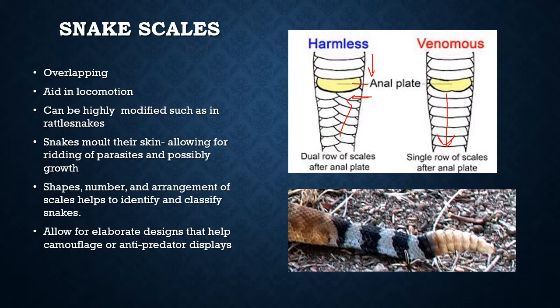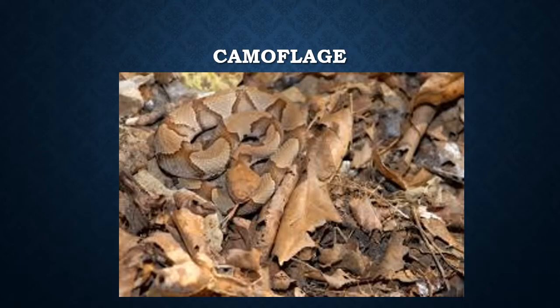Now, most snakes use their scales for elaborate designs that can either allow them to camouflage themselves really well or have certain displays that are anti-predator. So this is just an example of camouflage. If we were to go hiking and pass this, we probably would never know this snake was here, and that's his goal, right? He doesn't need to be flashy and trying to bring attention to himself. So that is a lovely example of camouflage.